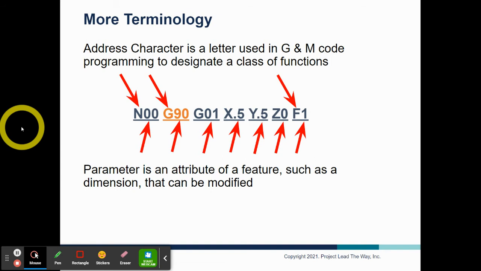Again, G90, that's just absolute coordinates. G01, I'm actually not sure why they're going through this again, but G01 is just your feed move, and then you have your XYZ, which is your positions, and your F is your feed rate.